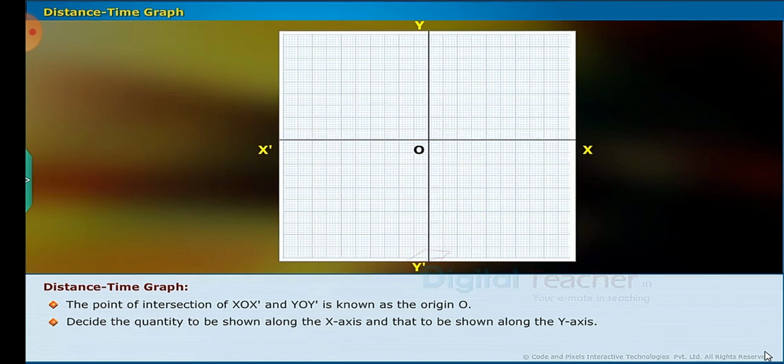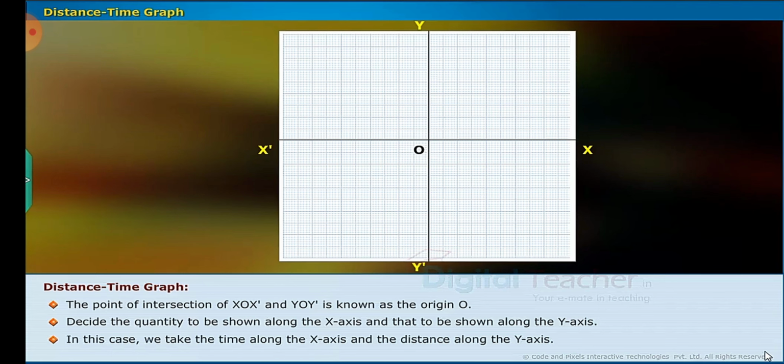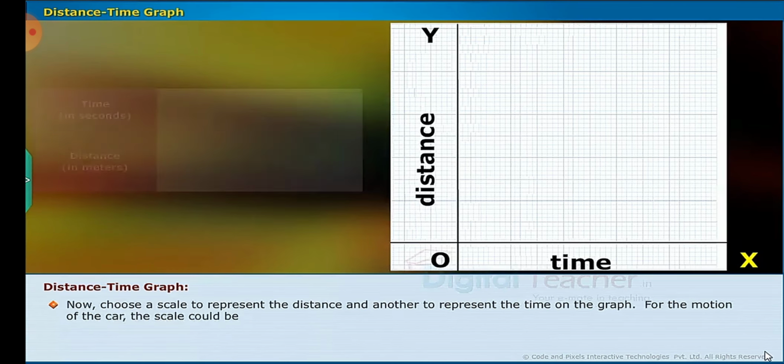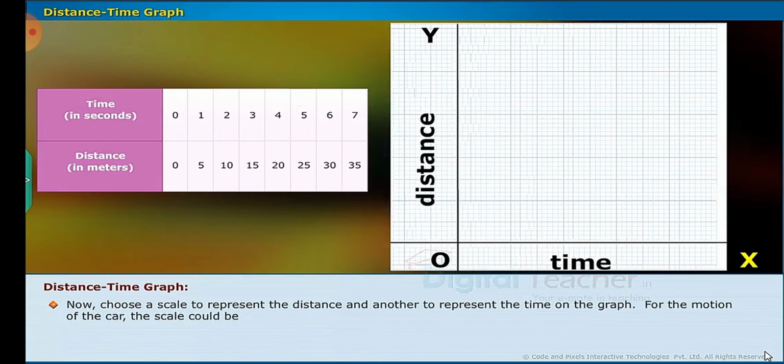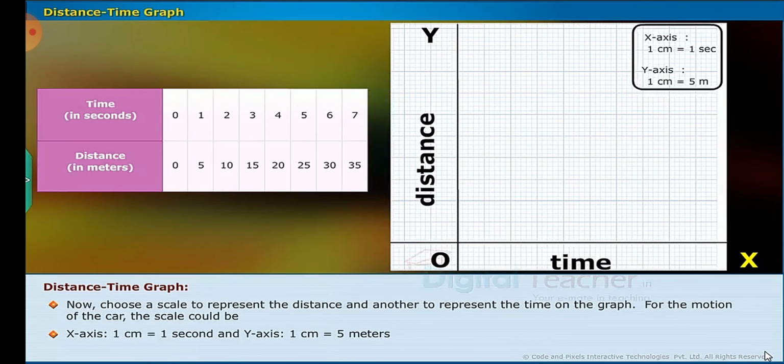Decide the quantity to be shown along the x-axis and that to be shown along the y-axis. In this case, we take the time along the x-axis and the distance along the y-axis. Now choose a scale to represent the distance and another to represent the time on the graph. For the motion of the car, the scale could be x-axis 1 centimeter equal to 1 second and y-axis 1 centimeter equal to 5 meters.